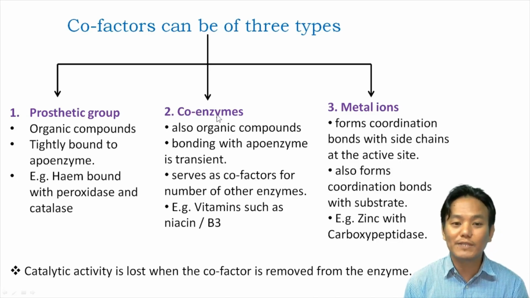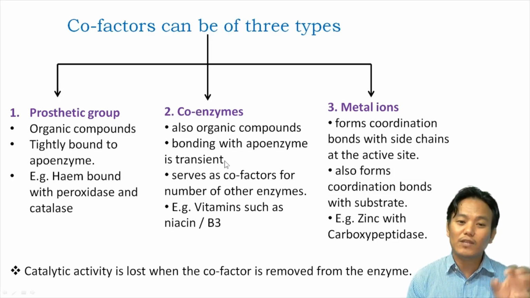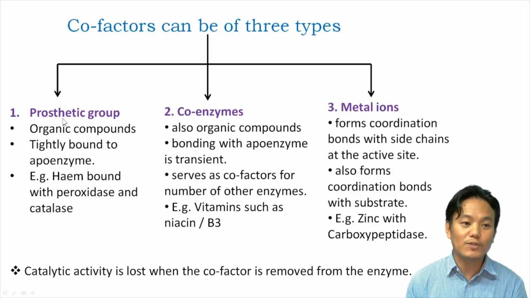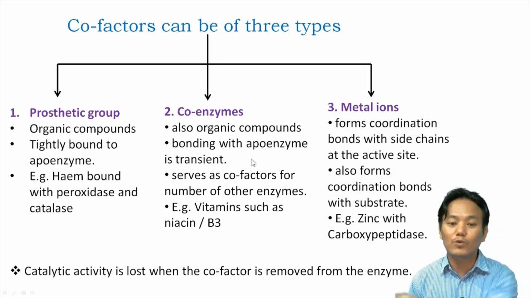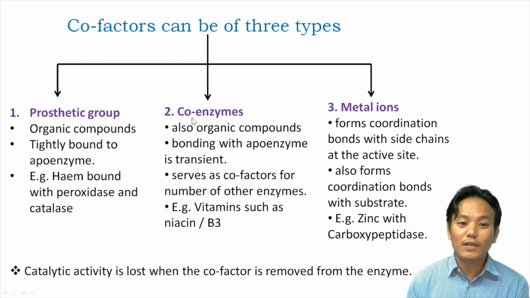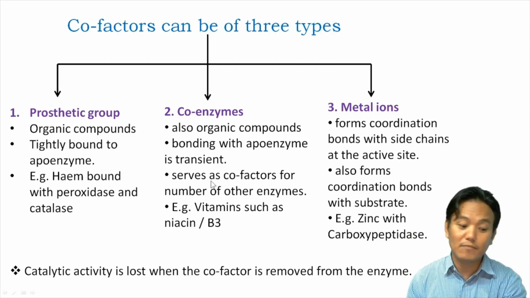Then there are coenzymes. Now coenzymes, like prosthetic groups, are also organic compounds, with a carbon group. But the bonding to the apoenzyme is transient. Unlike prosthetic groups, coenzymes do not bind to the apoenzyme very tightly. Their bonding is transient. They bind and then leave, and while bound they activate the enzyme.